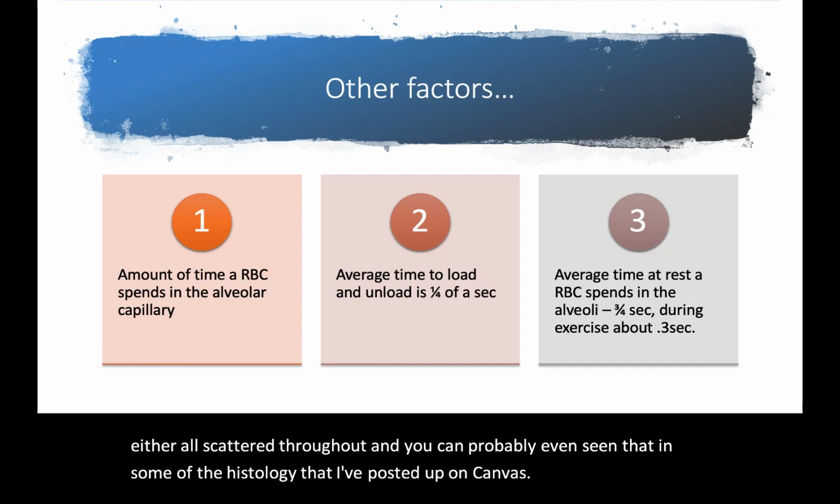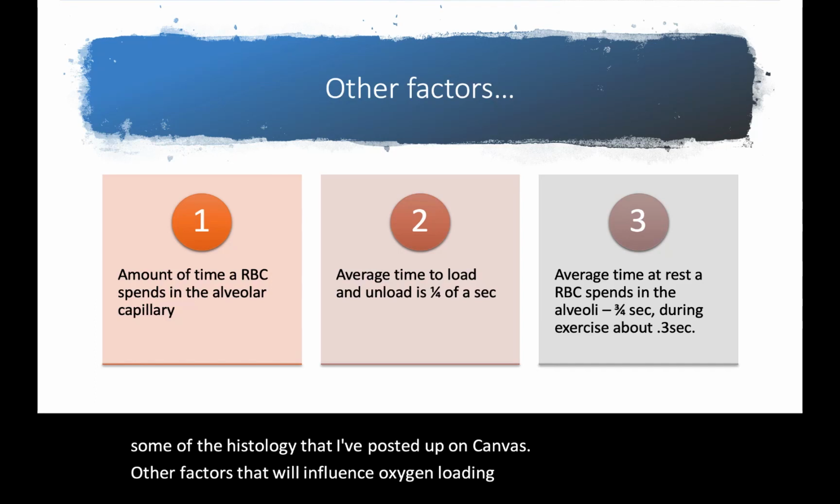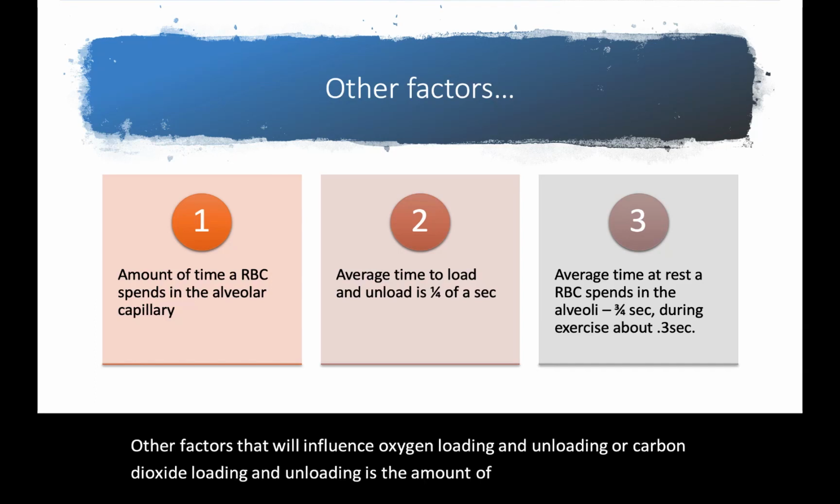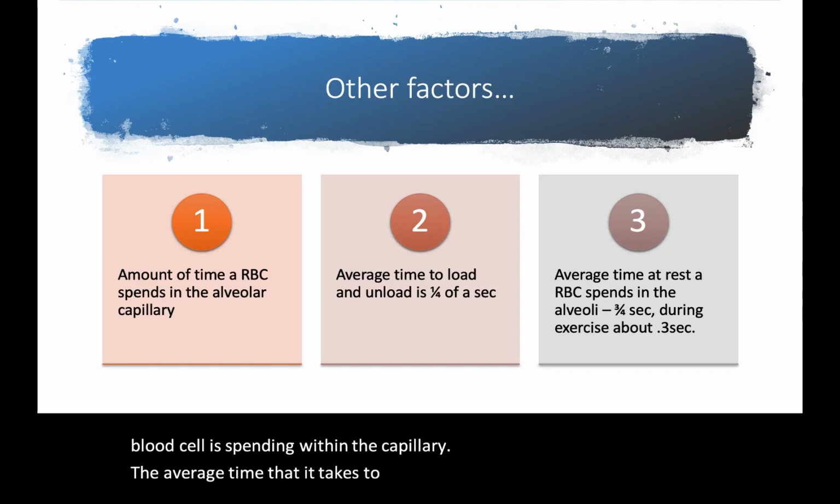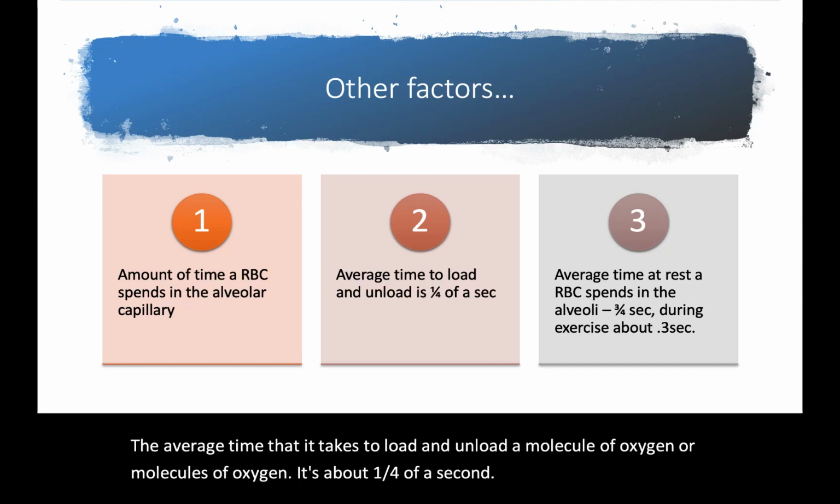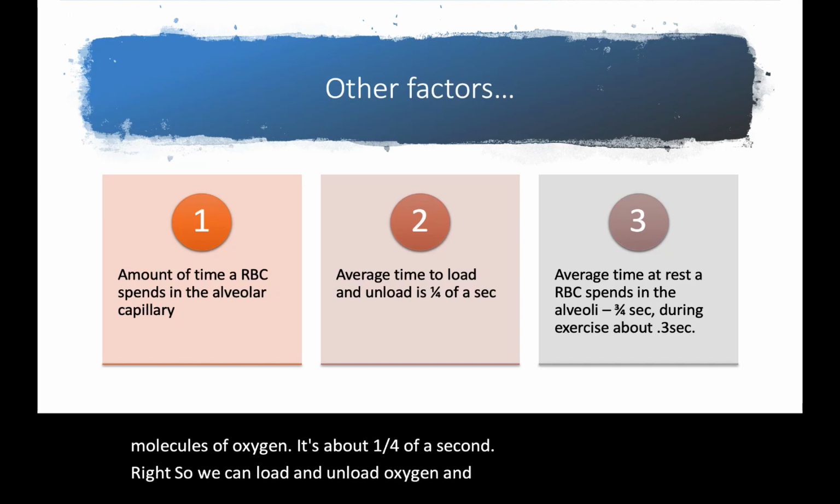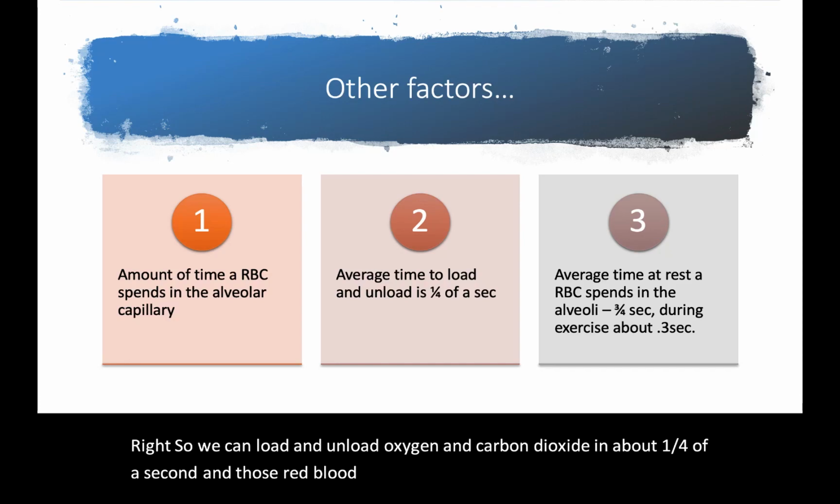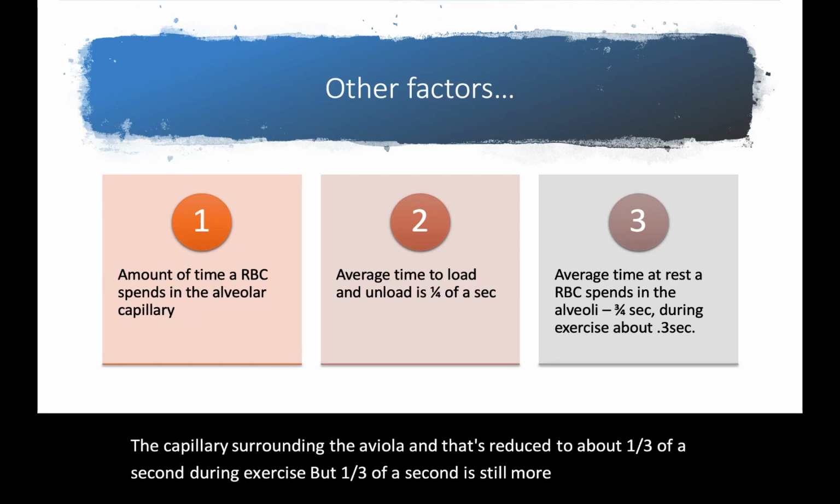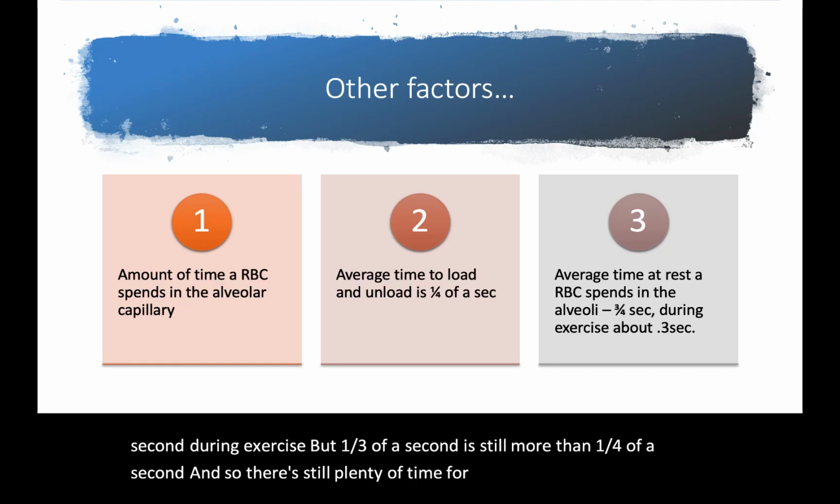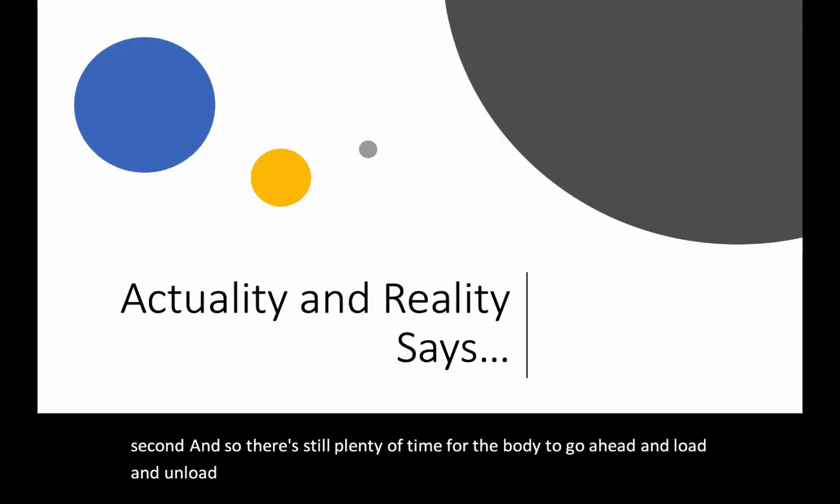Other factors that will influence oxygen loading and unloading, or carbon dioxide loading and unloading, is the amount of time that the red blood cell is spending within the capillary. The average time that it takes to load and unload oxygen is about a quarter of a second. Those red blood cells are spending almost 3/4 of a second within the capillary surrounding the alveoli. That's reduced to about 1/3 of a second during exercise, but 1/3 of a second is still more than 1/4 of a second. So there's still plenty of time for the body to load and unload the oxygen and the carbon dioxide.